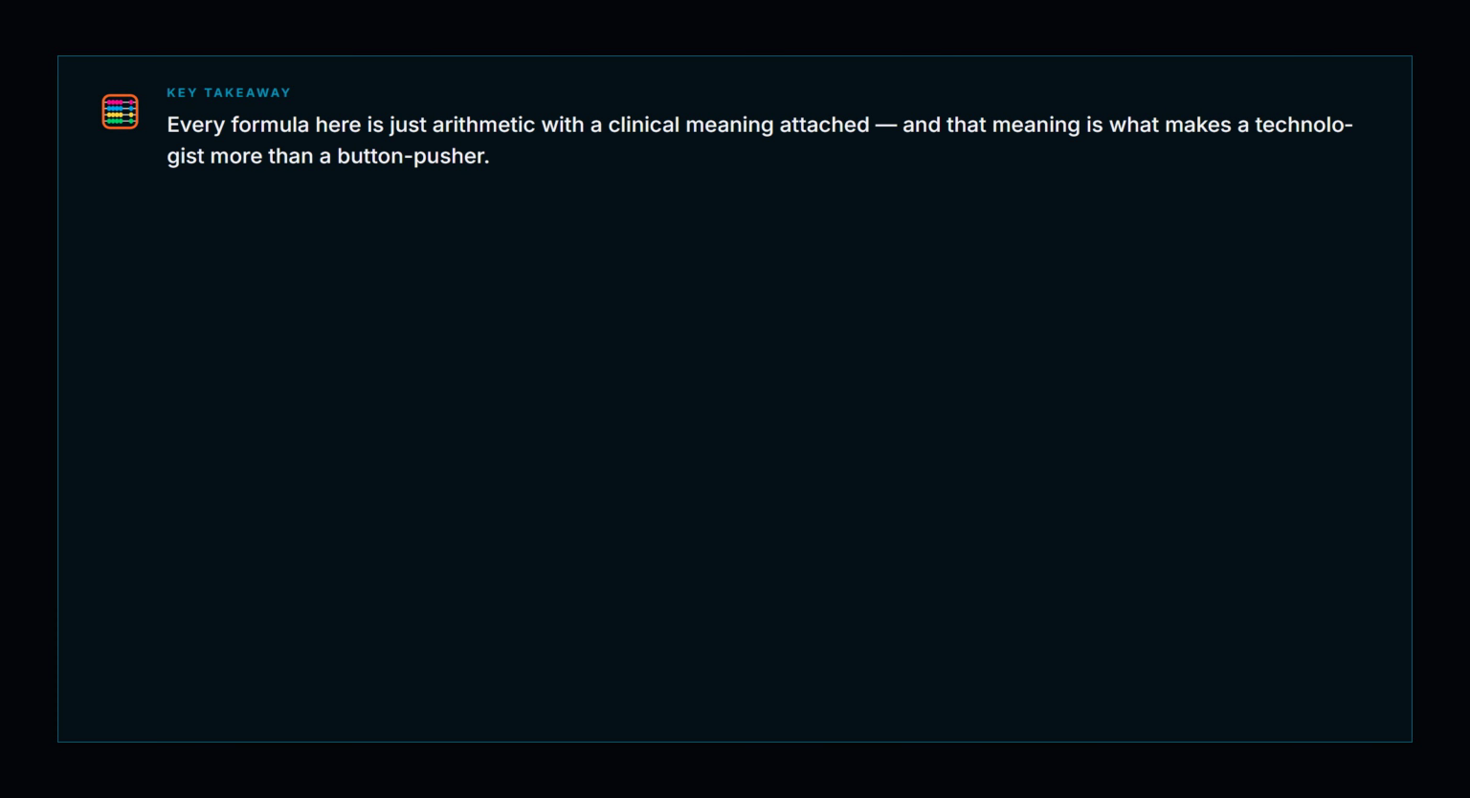Dilutions, red cell indices, corrections, electrolytes, kidney function, coagulation, colony counts, and QC statistics. Every one of them is just arithmetic with a clinical meaning attached, and that meaning is exactly what makes a technologist more than a button pusher.